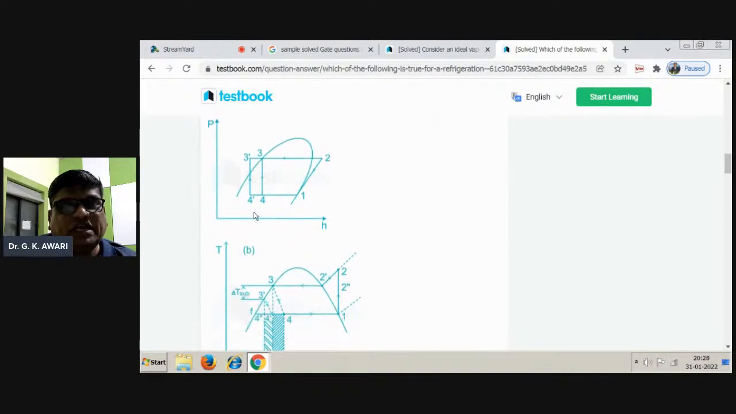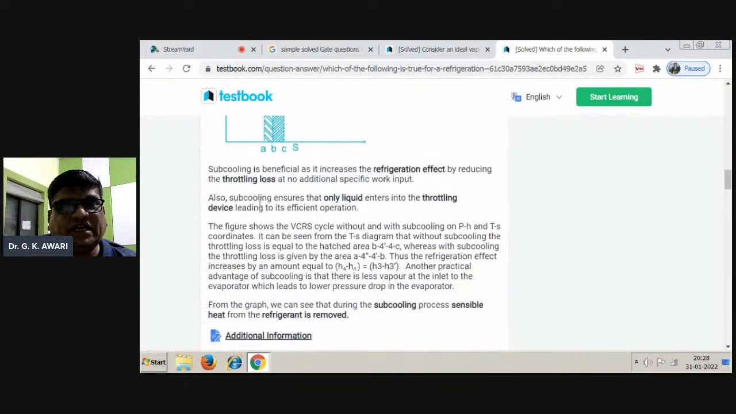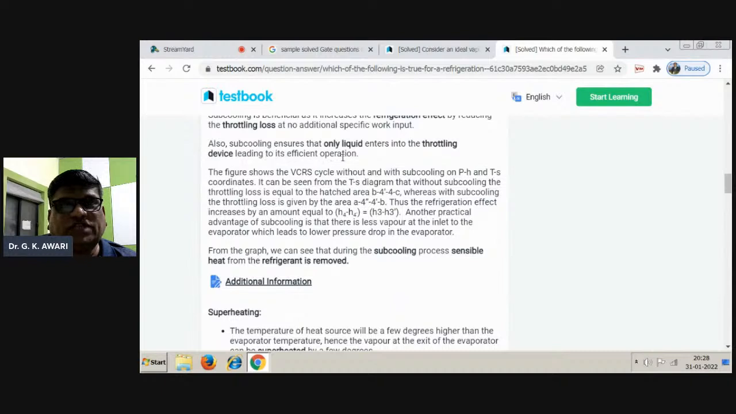Here, you can see that subcooling increases the refrigerating effect. So subcooling is beneficial as it increases the refrigerating effect by reducing the throttling loss at no additional specific work input. Also, subcooling ensures that only liquid enters the throttling device, leading to its efficient operation.